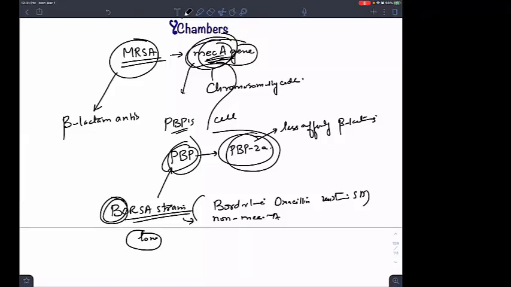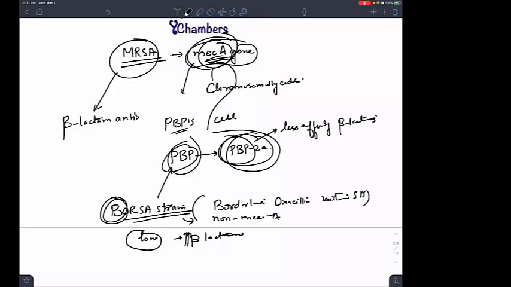Are we able to understand? The resistance here, the oxacillin resistance, is due to more production of beta-lactamase. It is not about the PBP. It is about the beta-lactamase.